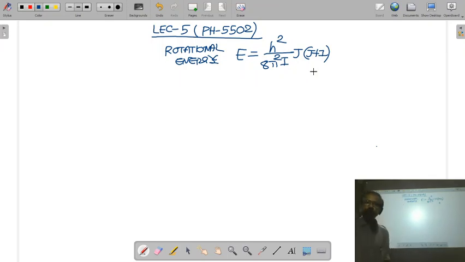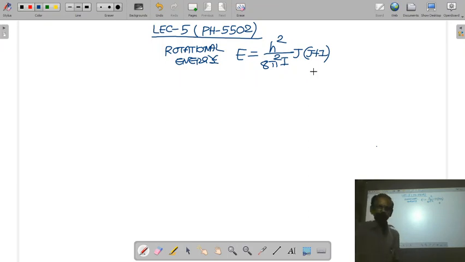In the previous lecture, we obtained the rotational energy of a molecule by solving the Schrodinger equation of a rigid rotator. It is h square upon 8 pi square I times J into J plus 1. We also obtained the eigenfunction of the rigid rotator molecule by solving the Schrodinger equation.